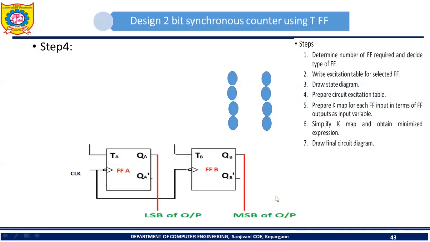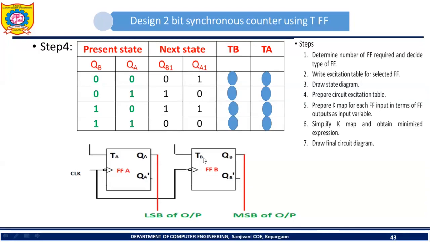Okay. So what does the circuit excitation table contain? It will contain present state. In this case it will be indicated by these 2 variables. One is QB and second one is QA. Then we have next state, and after that we have inputs. So what are the inputs of this circuit? This counter has 2 inputs. One is TA and second one is TB. So see, the circuit excitation table for this circuit will be like this: present state, next state, and circuit inputs.